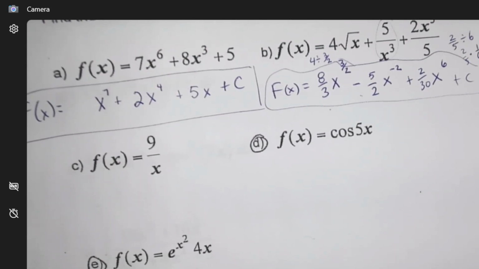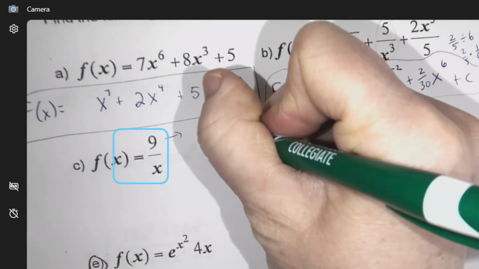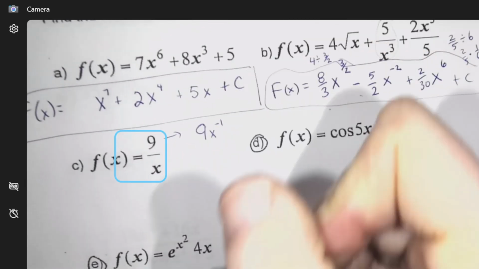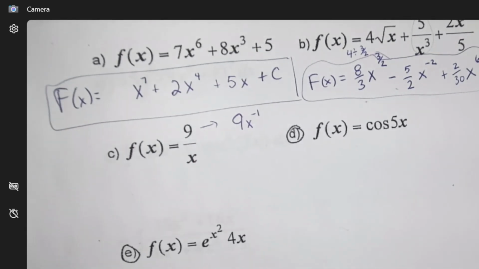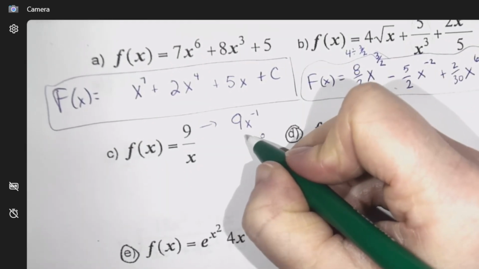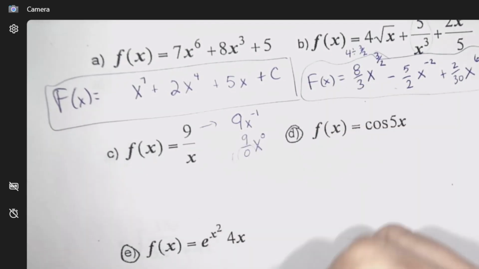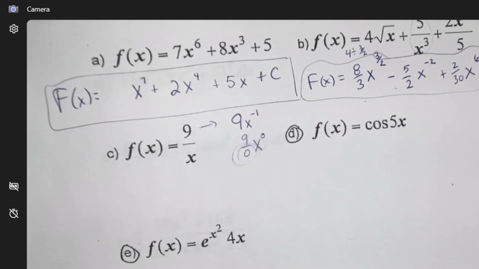Okay, next one, I'm going to show you me doing it wrong, and then maybe we're going to hit a red flag. How would you rewrite this? 9x to the -1. This is wrong. So what happens if you go up from -1? 0. 0, and then I divide by 0, and that makes a red flag. So I can't do it.